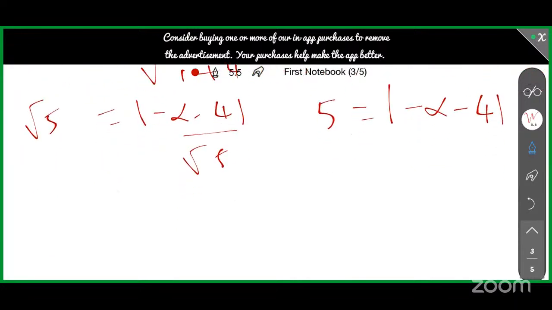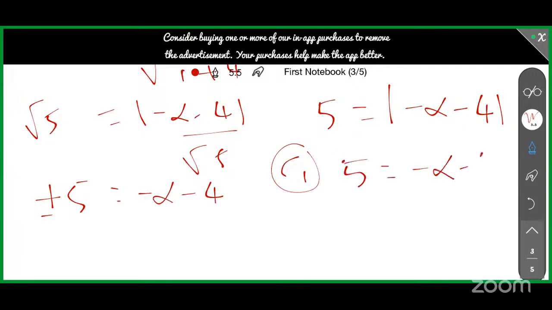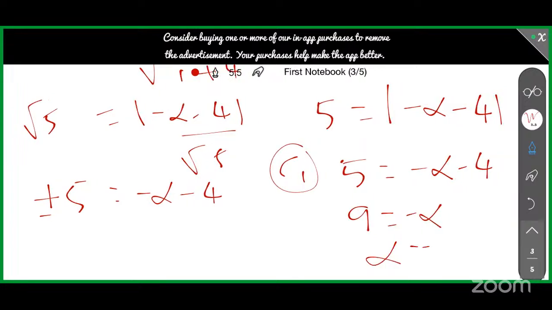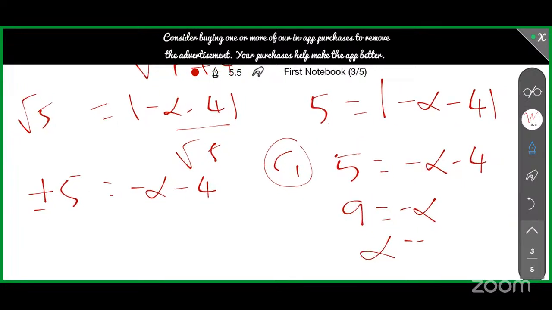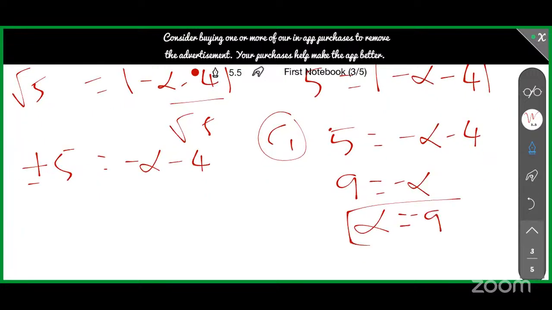So from here, I remove the mod. So plus or minus 5 is equal to minus alpha minus 4. So from here, I take case 1 and case 2. Case 1: 5 is equal to minus alpha minus 4, that is, 9 is equal to minus alpha, so alpha is equal to minus 9. This is case 1. Let us take case 2.